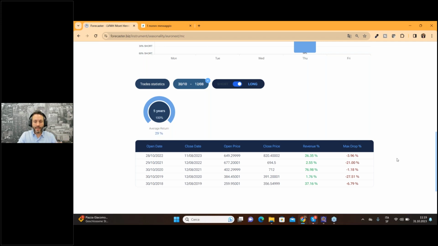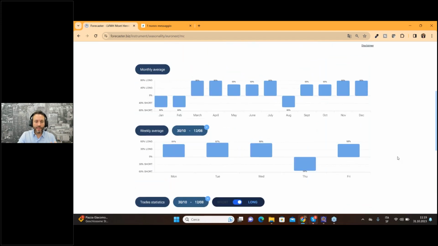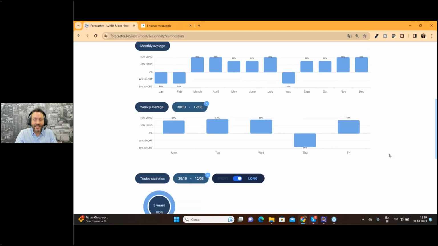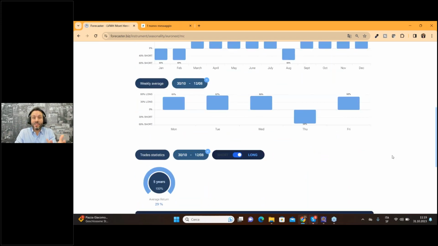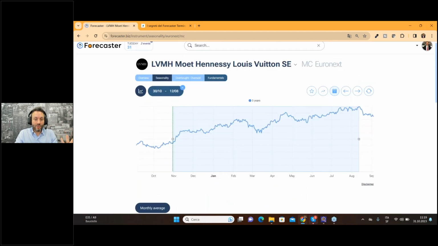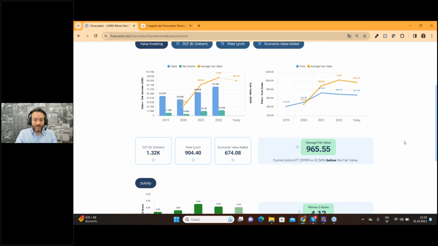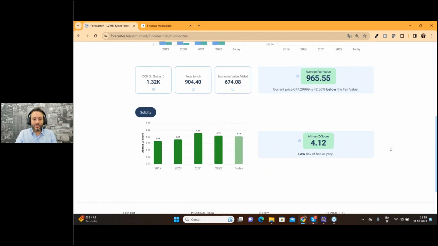You understand that it's very different feedback than what we have on Amazon. So why go and want to buy a stock like Amazon where it's overvalued? We have a seasonality which is not the best when we have a choice of hundreds of stocks. And right now, for example, LVMH is undervalued. And it's also very solid from a financial strength point of view because we have a very high Z-score.